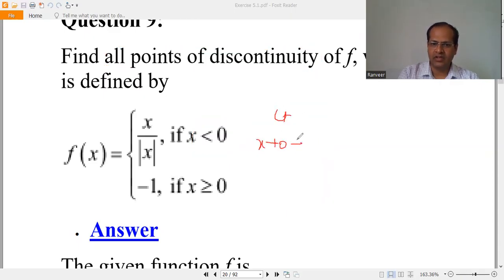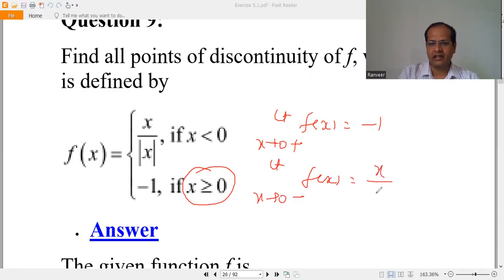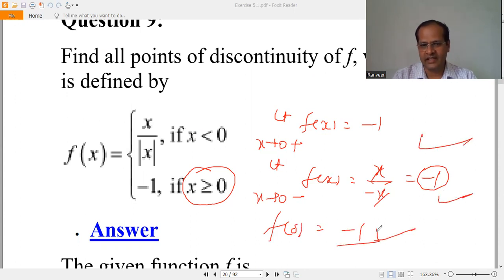Limit x tending to 0 plus, that is, this is the function definition. The function definition is -1. Limit x tending to 0 minus f(x), if we take, then this is x by minus x, this is -1, and f of 0 value is -1. So all the values are the same, so the function is continuous.